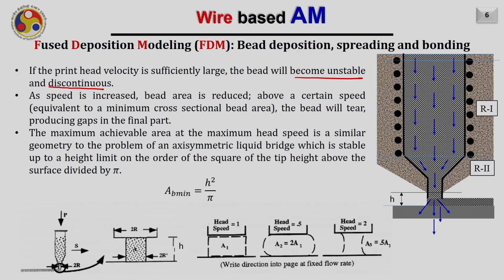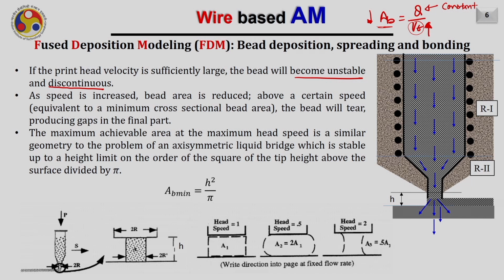As the speed increases, the bead area is reducing. We can see that from our formula. The formula says AB equals Q by Vt, and it is obvious now if I increase this velocity Vt, of course my AB will reduce if the flow rate is constant. Of course, if I increase this velocity to a very high value, this area will become very less as well, and hence the bead will become discontinuous.